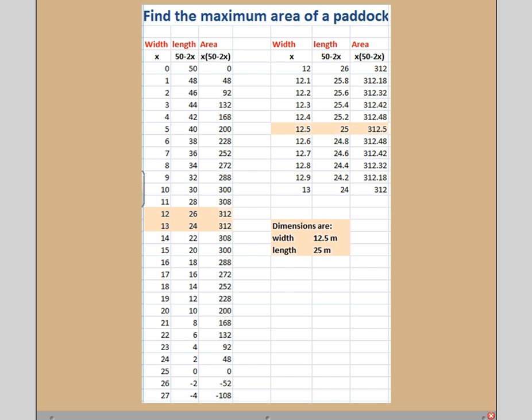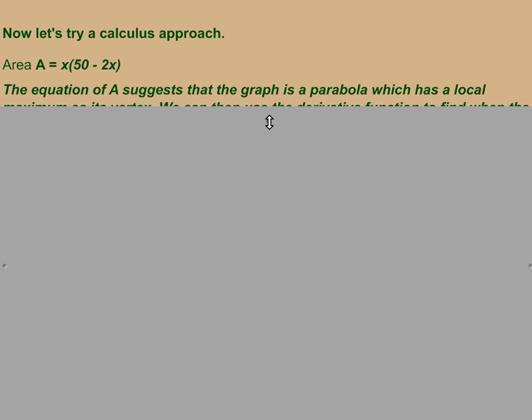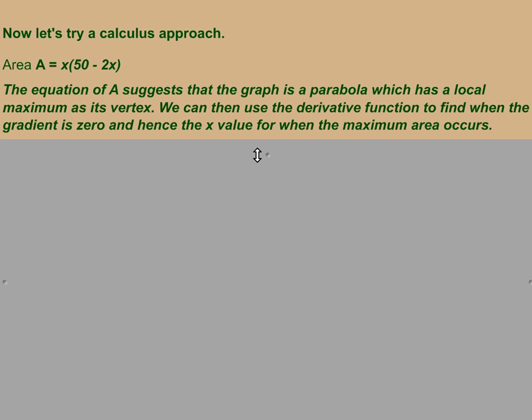However, let's now take a look at an approach using calculus. Here we come back to our area, and the formula is A equal to x times 50 minus 2x. This equation suggests the graph is going to be a parabola, because if you expand it, you'll have 50x minus 2x squared. The highest power is x squared, so it's a parabola, and because the x squared term is negative, it's going to be an upside down parabola. So it will have a maximum, and the maximum is where its vertex occurs.